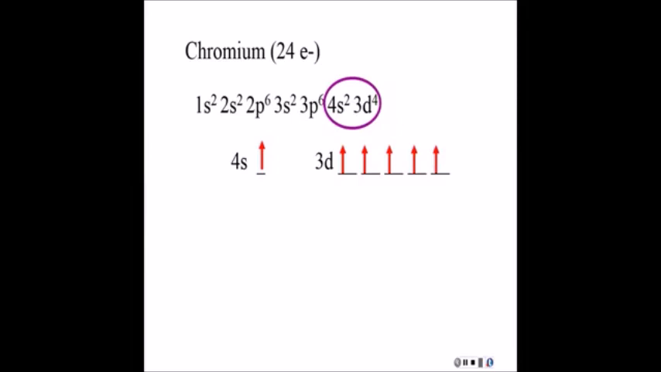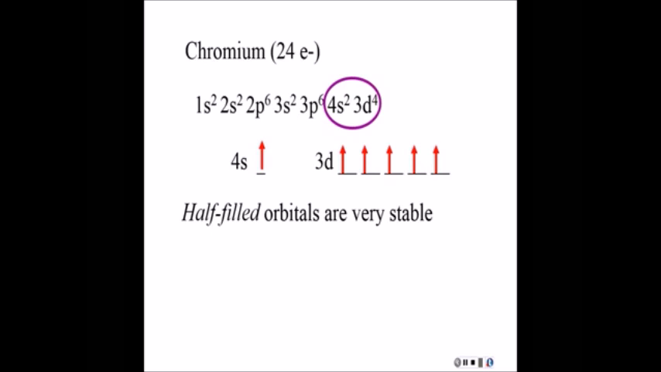Notice when this happened, it half-filled the d orbitals up. This would account for the fact that chromium can show us a charge of +1, because it can lose just that one electron in that 4s orbital. So, one thing you want to note, half-filled orbitals are very stable. Now, half-filled, I'm really talking about half-filled d and f orbitals, rather than just half-filled s and p. So, half-filled d orbitals are very stable. That's what we're going to really focus on.